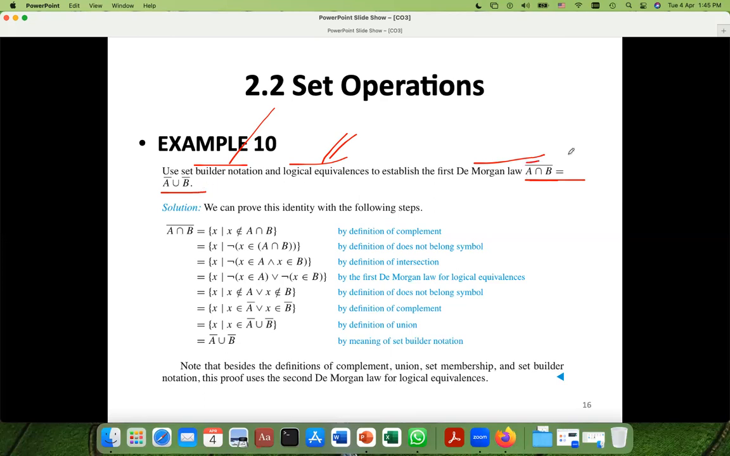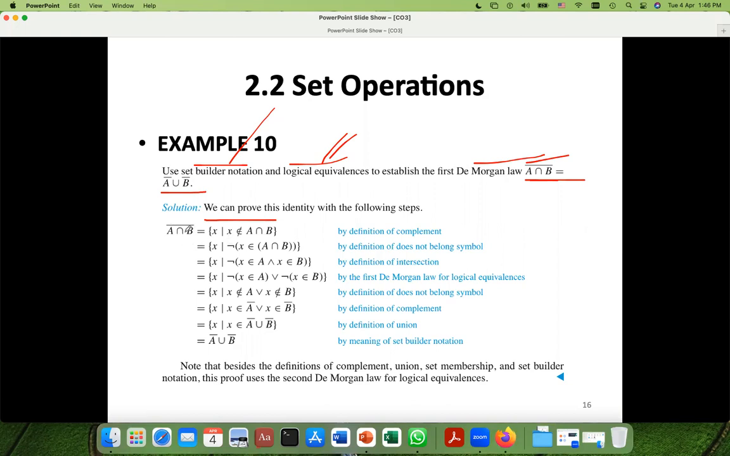So we will start with the left hand side, A intersection B complement. Here we are writing its definition. If you have two sets A and B and you take the intersection, you take the common elements between those two sets. And if you take the complement, what does it mean? U minus whatever. Due to this complement, you don't have those common elements; they will be removed.